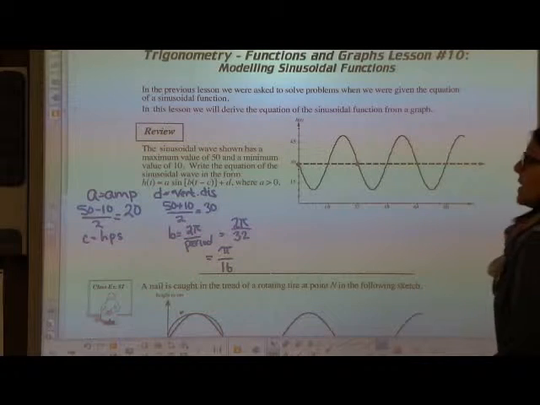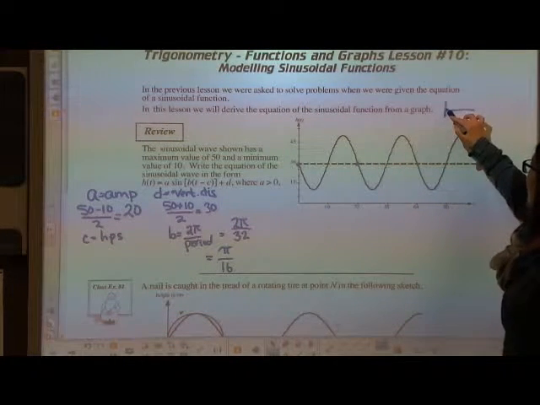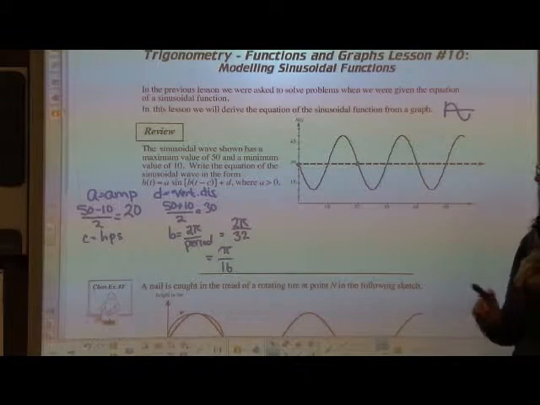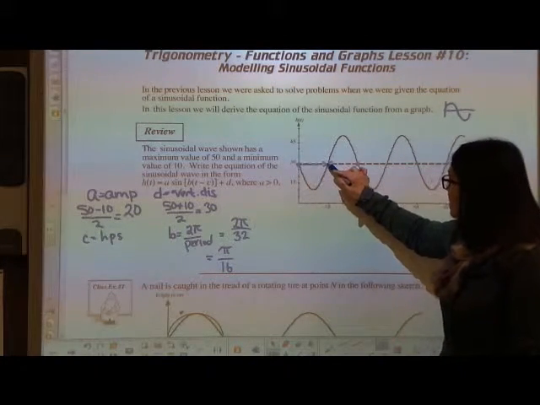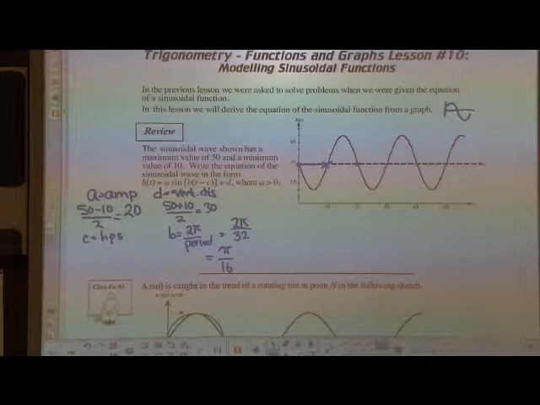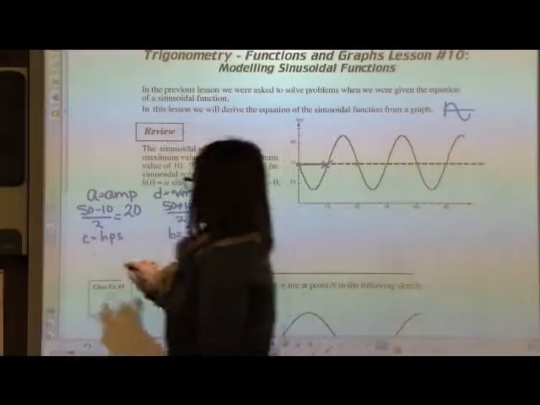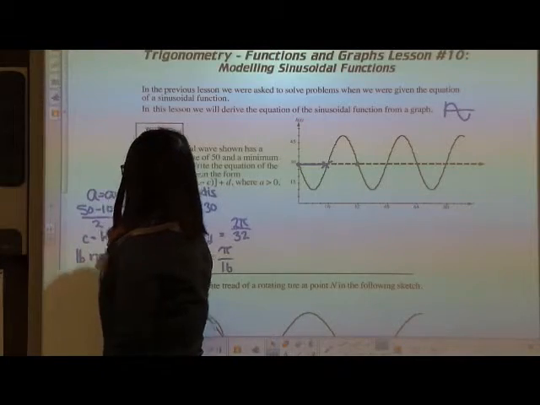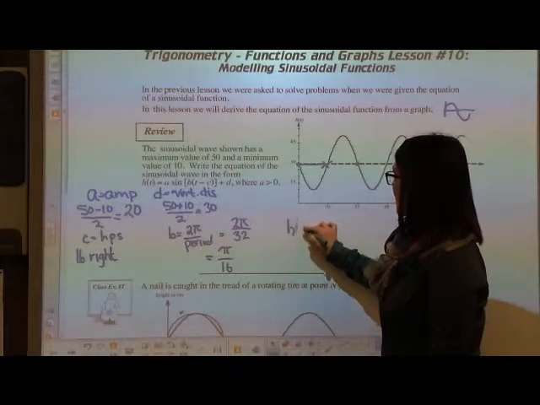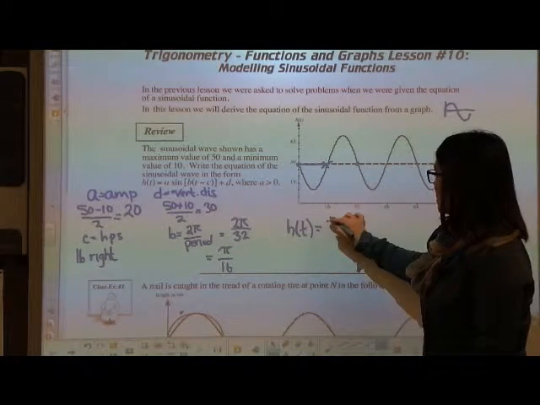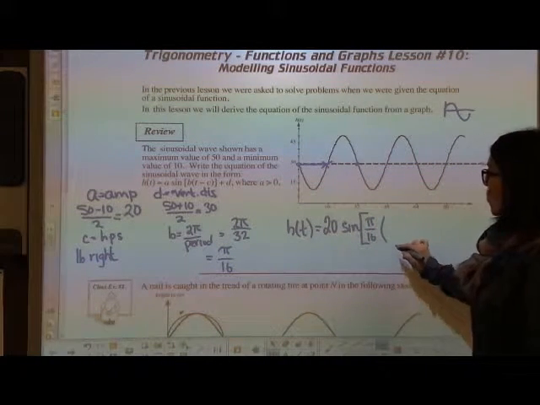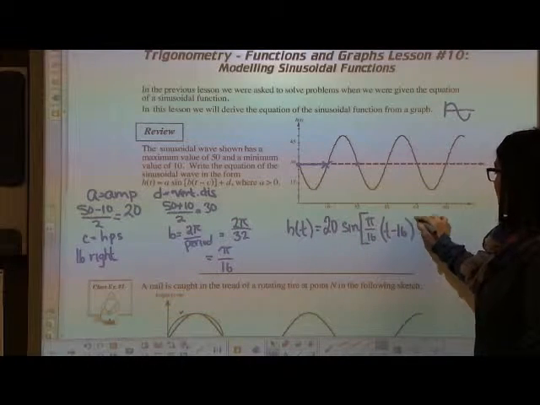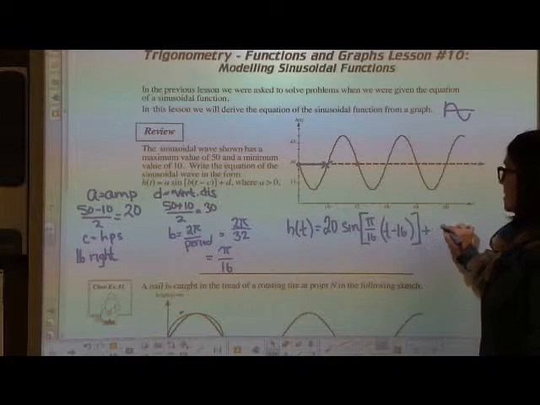And then I have my horizontal phase shift. Again, if I remember with sine x, sine starts in the center and goes up. So if I look at where that actually happens in my graph, it's at this point. So I've actually shifted my entire graph to the right. How many units? 16. So this is 16 to the right. So then my equation would be h of t equals my A value, which is 20 sine pi over 16 bracket t minus 16 brackets, plus 30.